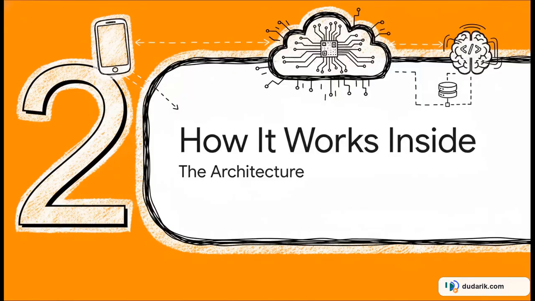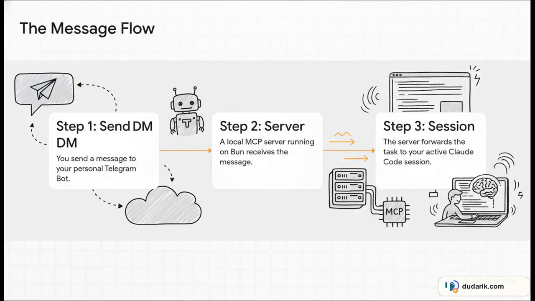Okay, let's peel back another layer and get a bit more technical. We're going to look at the architecture, but don't worry, it's not as complex as it sounds. It's actually surprisingly simple, but man, is it powerful. We'll trace exactly how your message gets all the way from your phone to the AI. So check this out. Here's the entire journey your message takes, in just 3 steps.